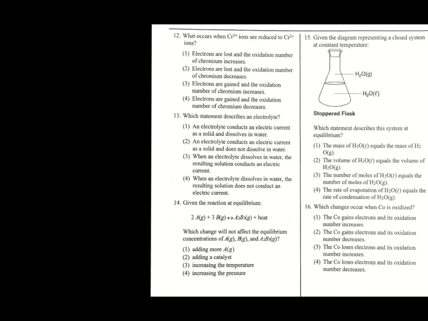Okay, number 12. What occurs when chromium 3+ ions are reduced to chromium 2+ ions? And they gave you a key word there, reduced. So we're looking at reduction. Reduction is a gain of electrons. If you're in my class, you use LEOGER. If you're in other classes, you might use OIL RIG. But I'm going to talk about LEOGER.